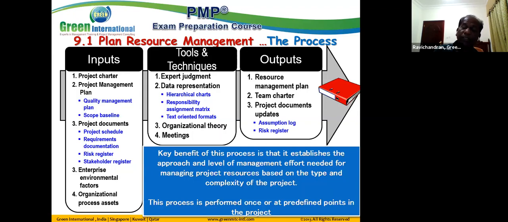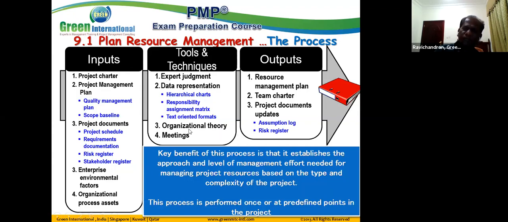And also we need to come up with a detailed description of each position. Like, say, project engineer: what is his responsibility? What is his authority? What is his accountability? So we need to describe in detail each position. That's called text-oriented formats.